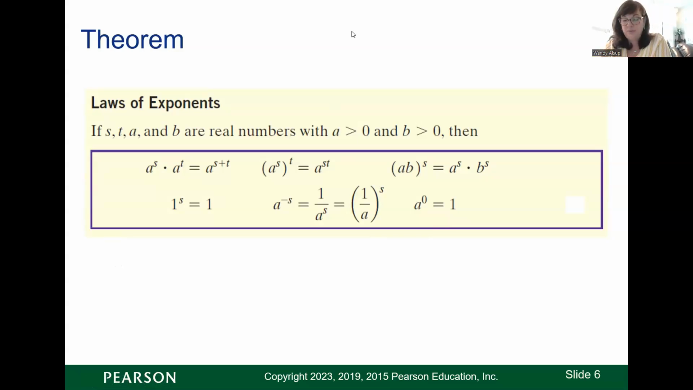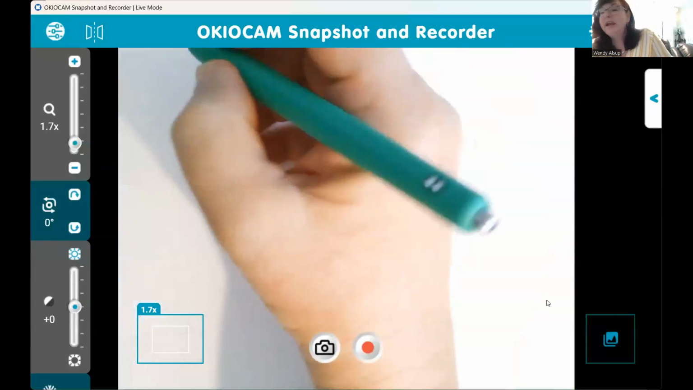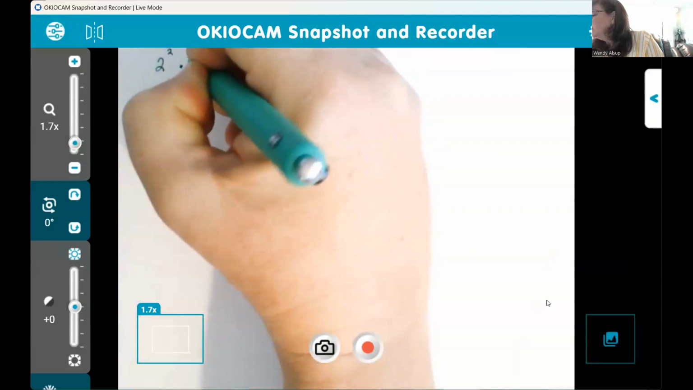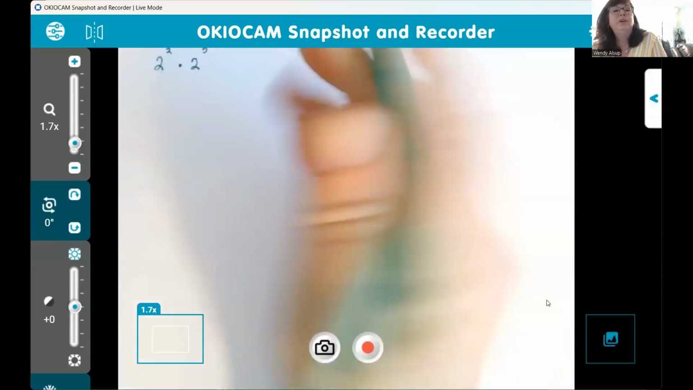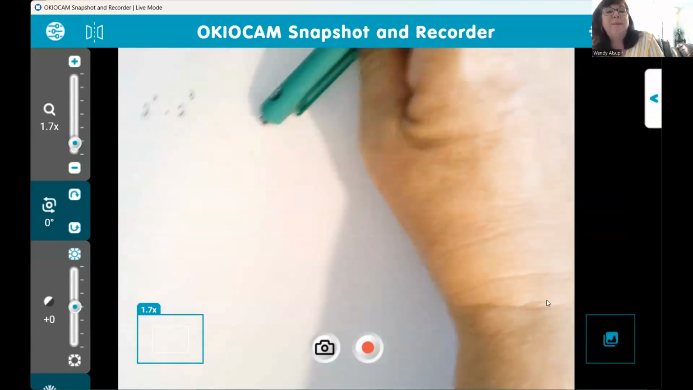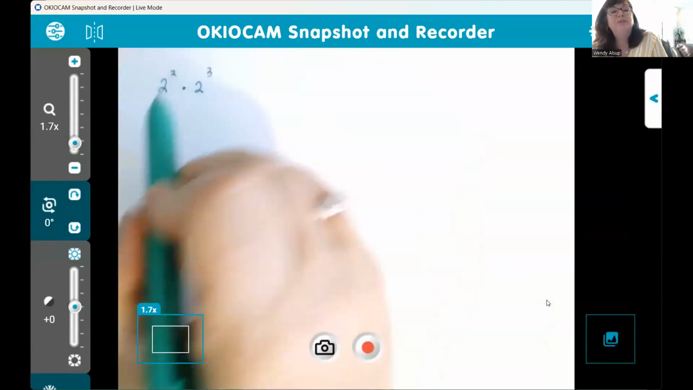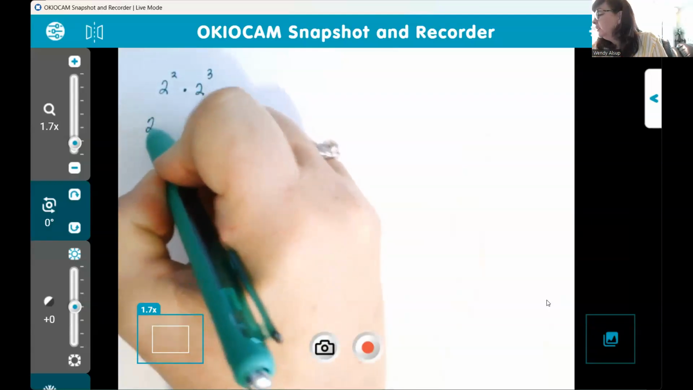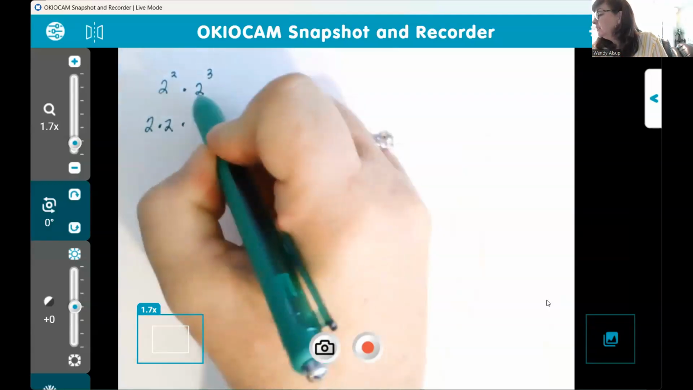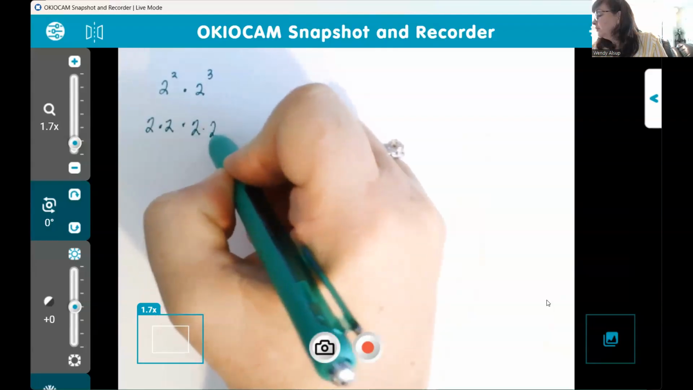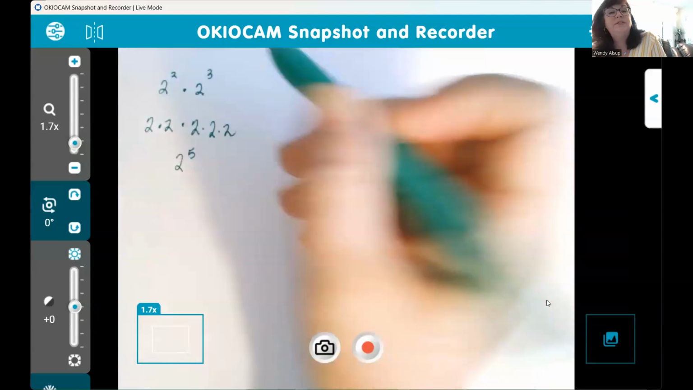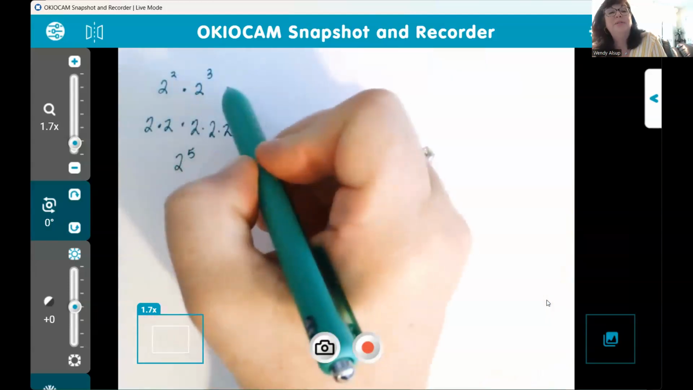Okay, we'll do some basic ones here. Okay, how about 2 to the second times 2 to the third? All right, the rule if you're multiplying exponents with the same base is to add your exponents, and this makes sense. This is 2 times 2 times 2 to the third is 2 times 2 times 2, and that's for a total of 2 to the fifth. So the rule is you add the exponents.